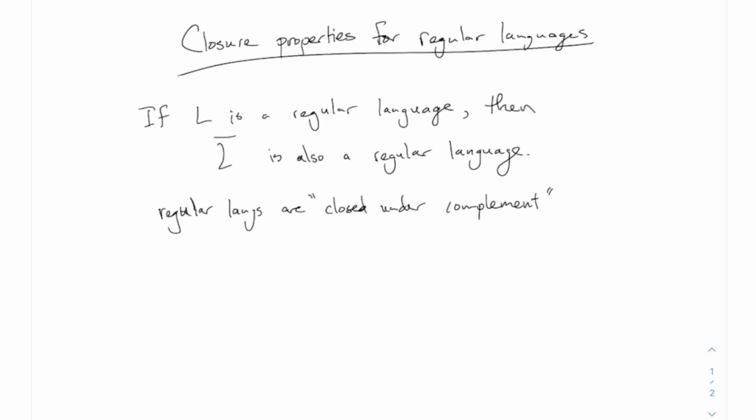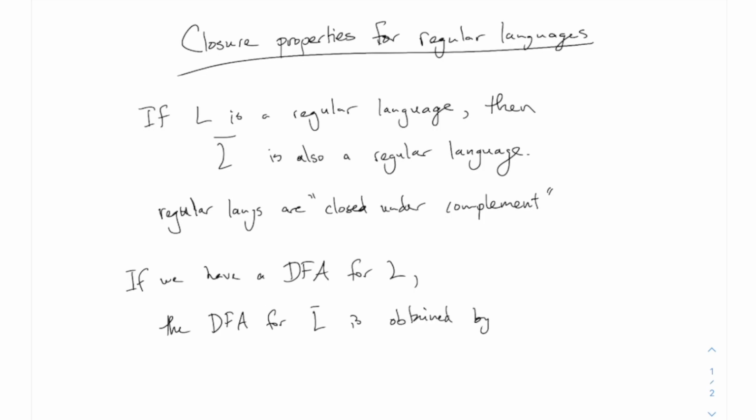So if we have a DFA for L, how do you get a DFA for L bar, the complement? The DFA for L bar is obtained by, anybody remember? Yeah. Swapping the accepting and rejecting. Right, you sort of reverse every state. All the rejecting states become accepting states, and all the accepting states become rejecting states. So the DFA for L bar, otherwise it's the same. You use the same states, the same arrows, same everything. It's just you swap accepting versus rejecting.